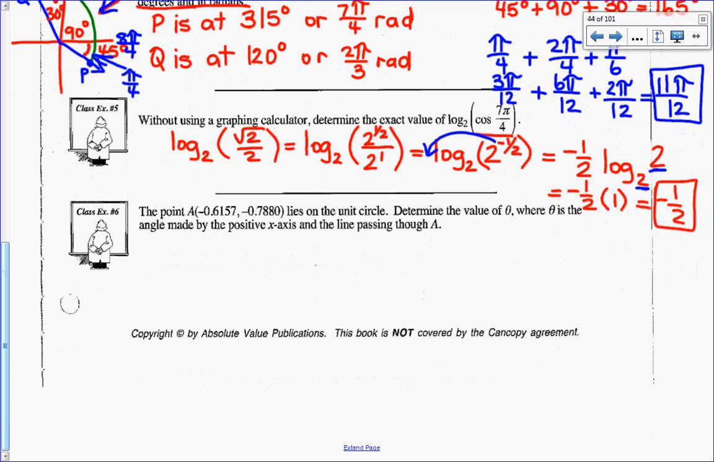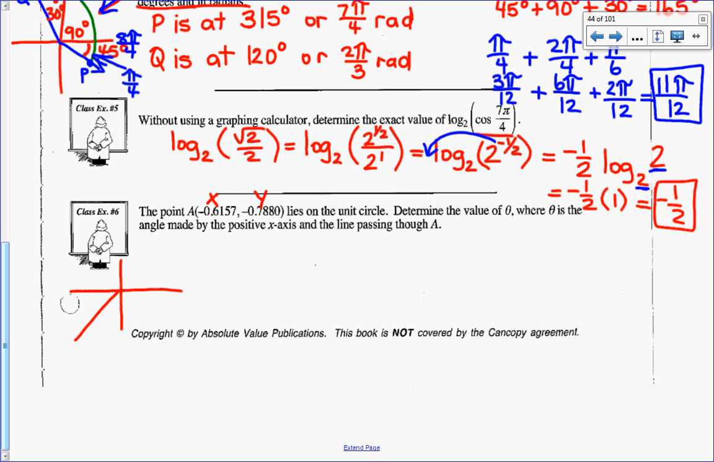All right, this one says, the point A, and it gives us the coordinates of that point, lies on the unit circle. Determine the value of theta, where theta is the angle made by the positive x-axis and the line passing through A. Okay, so I'm going to figure out, first of all, what quadrant this would be in. Because I have an x value and I have a y value, but both of those values are negative. So which quadrant would my x and my y value both be negative? Right, this is going to be in quadrant 3.